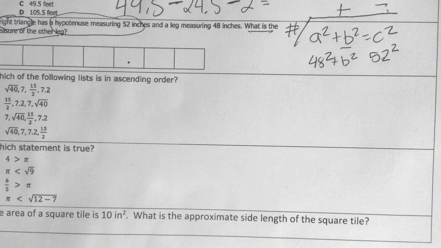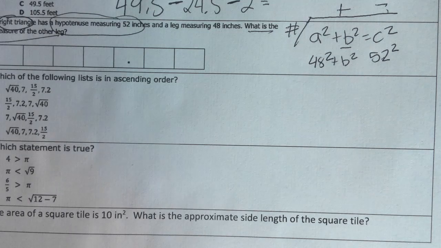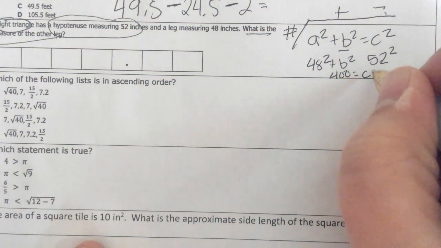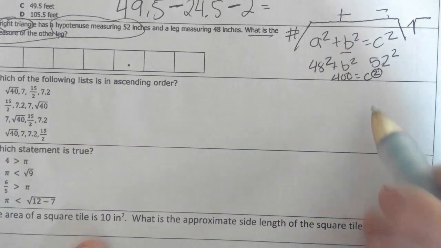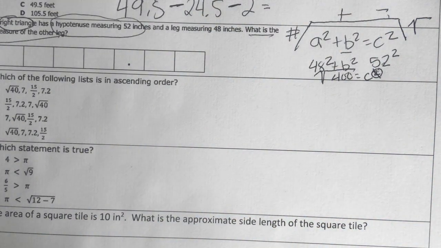So on our calculator, we're typing in c squared minus the leg squared, so 52 squared minus 48 squared. 52 squared minus 48 squared is 400. So I've got 400 equals c squared, and the last step is to take the square root to get rid of the square. The square root of 400 is 20. Let me type that in and show you. The square root of 400 is 20.